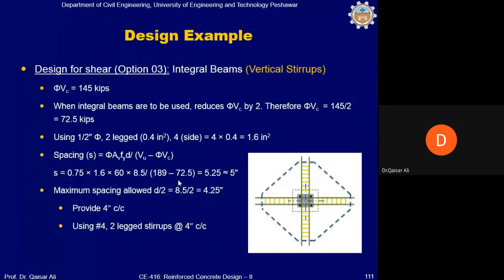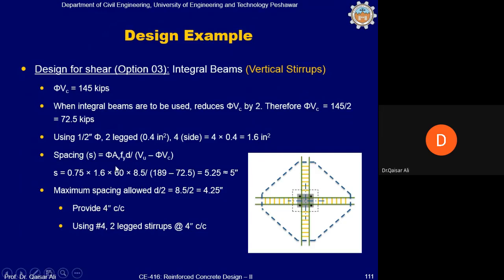The third option is to provide an integral beam. Integral beam can be provided in this manner. φVc has been calculated, which is 145 kip. According to the ACI code requirement, the φVc shall be divided by 2 for the calculation of shear reinforcement in the case of an integral beam. When φVc is divided by 2, it becomes 72.5 kip. If you want to use a half-inch round bar with a 2-leg vertical stirrup having 0.4 square inch area, then there are 4 sides, so 4 into 2 into 0.4 will become 1.6 square inch.